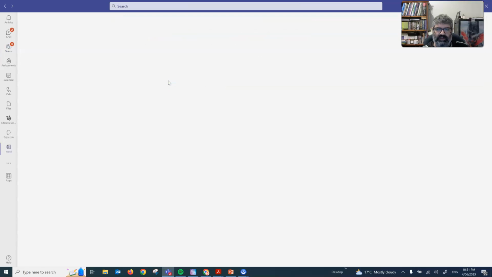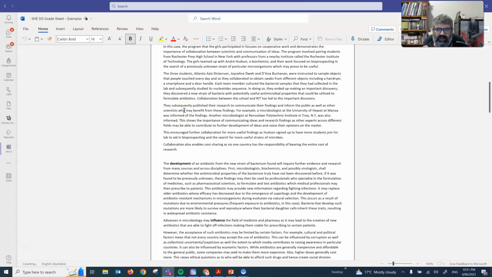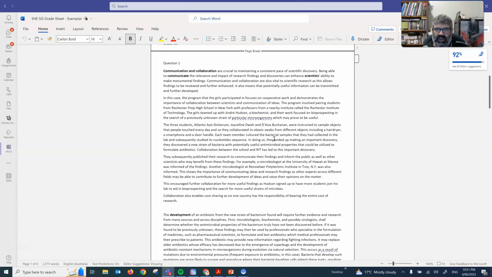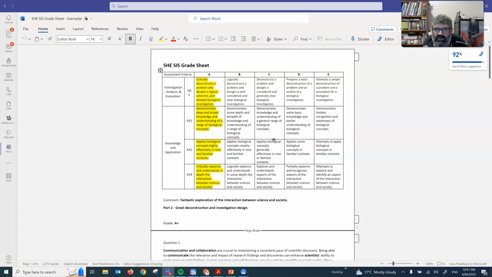The other thing you'll find there is an exemplar of a really good one that someone did a previous year. People like to see what an A would look like, so you can see what you're aiming for. Obviously, you will have a different problem to deconstruct than what this person did, and they wrote about a different article than what you've got there.